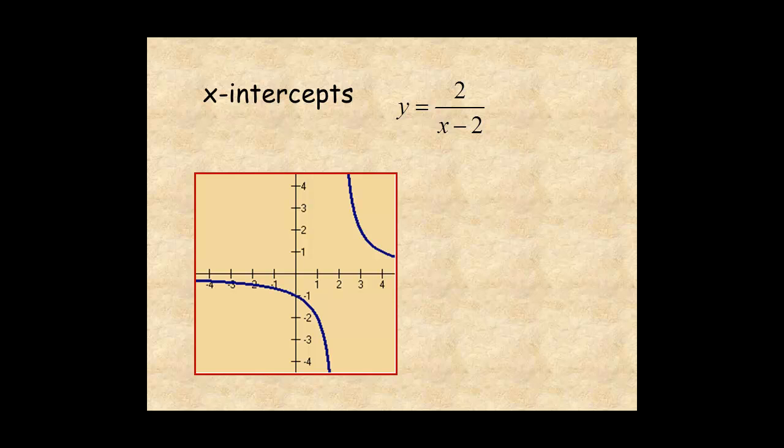For this rational function, the numerator is a constant and can never equal 0. So the function doesn't have an x-intercept. It doesn't cross the x-axis. Some functions don't have an x-intercept.